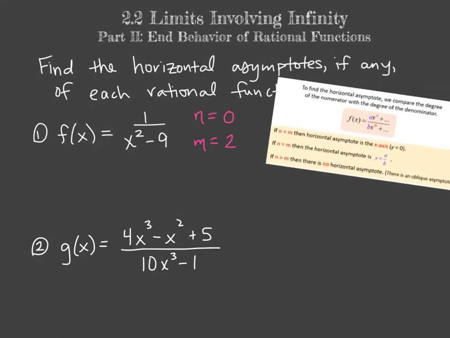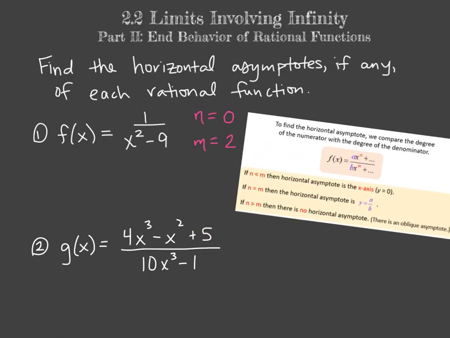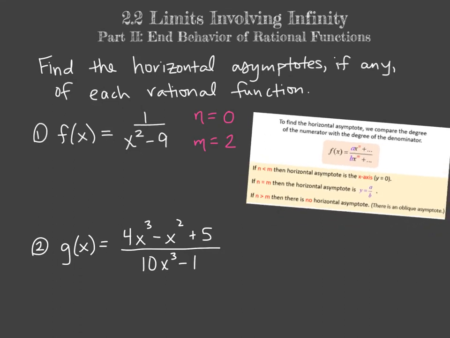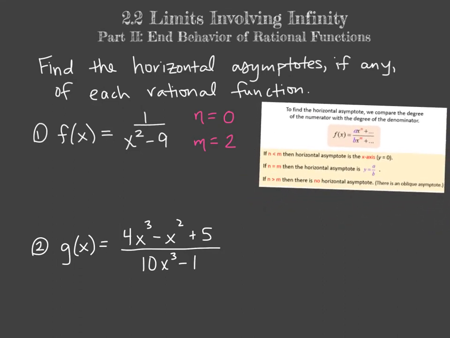So let's see what situation we have. We have that n is less than m. That means we have a horizontal asymptote. This graph approaches the horizontal asymptote y equals 0. So in this case, this horizontal asymptote, which I'll call HA, is the line y equals 0. That means the end behavior of this graph, all the way to the left and the right of the graph, approaches the x-axis, the line y equals 0. And we'll explore that graph in just a minute.